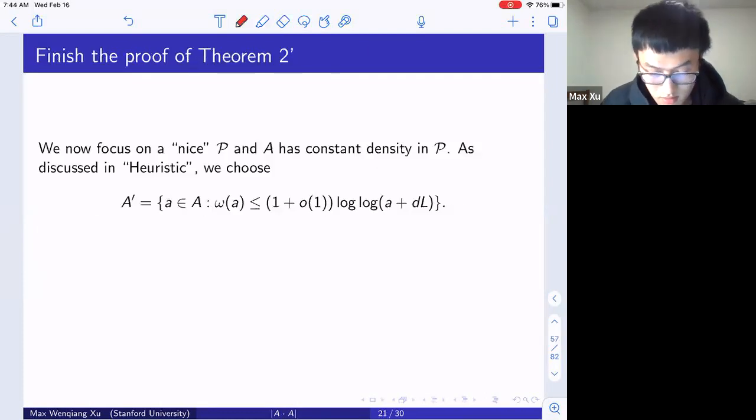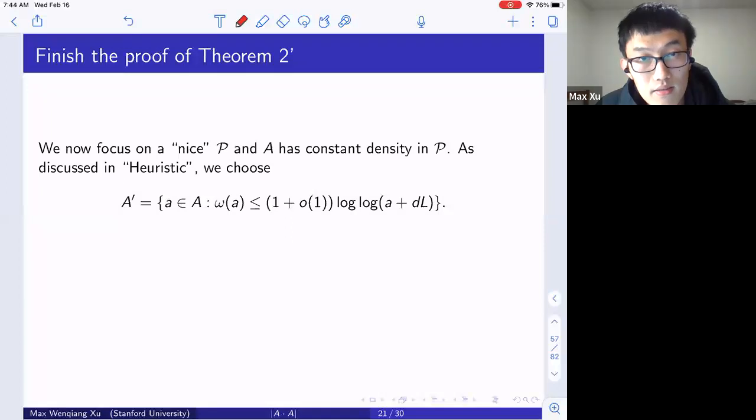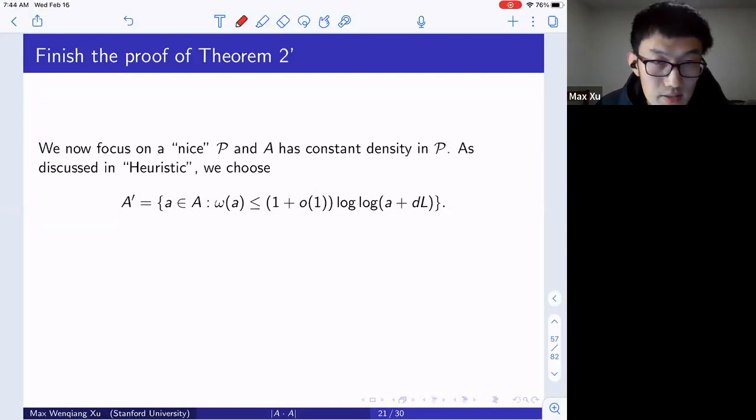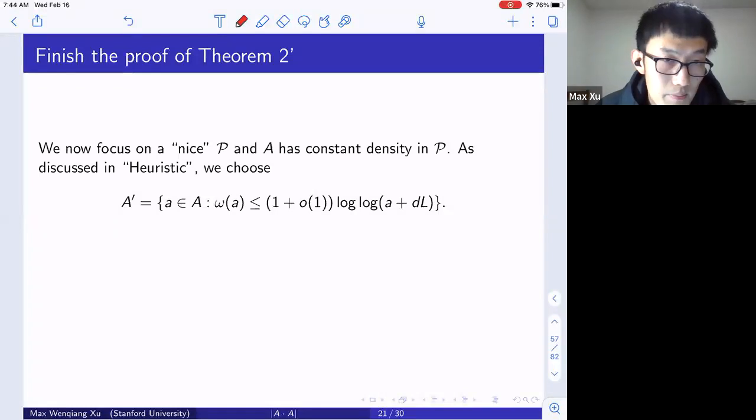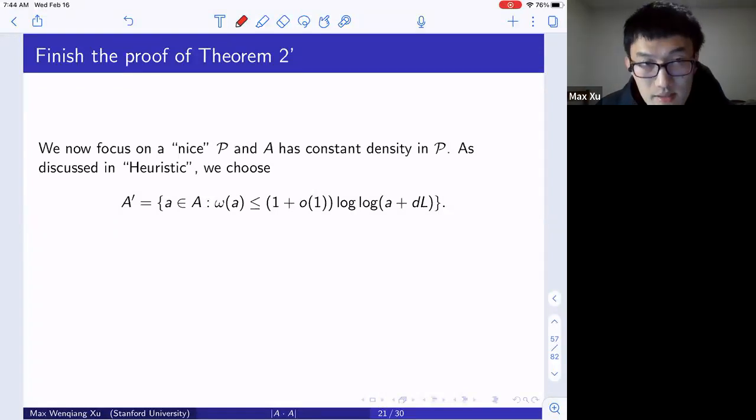Now, from now on, we can just focus on this nice AP lying in a diagonal interval, and the density is fairly good. As we discussed in the heuristic before, we want to choose A prime to be the set of a such that omega of a is up to log x, where x is now a plus dl, say.